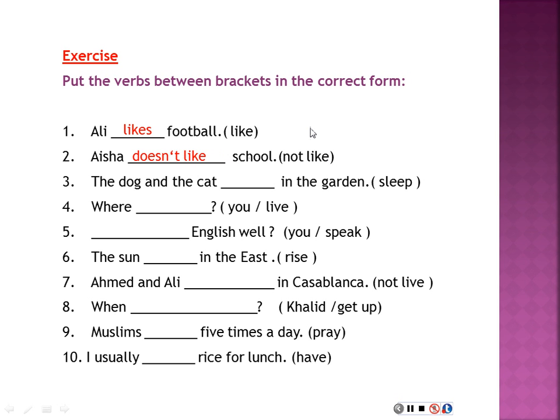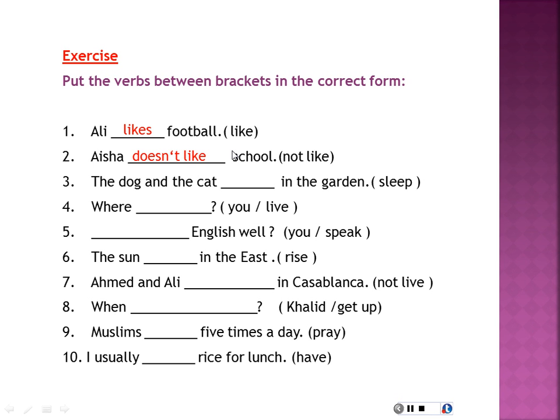So question number 3, or sentence number 3. It's not a question, it's a sentence. So the dog and the cat live in the garden. So we have the dog, number 1, and the cat. So we have two subjects. In the case of two subjects, in the case of a plural, we use do, okay?